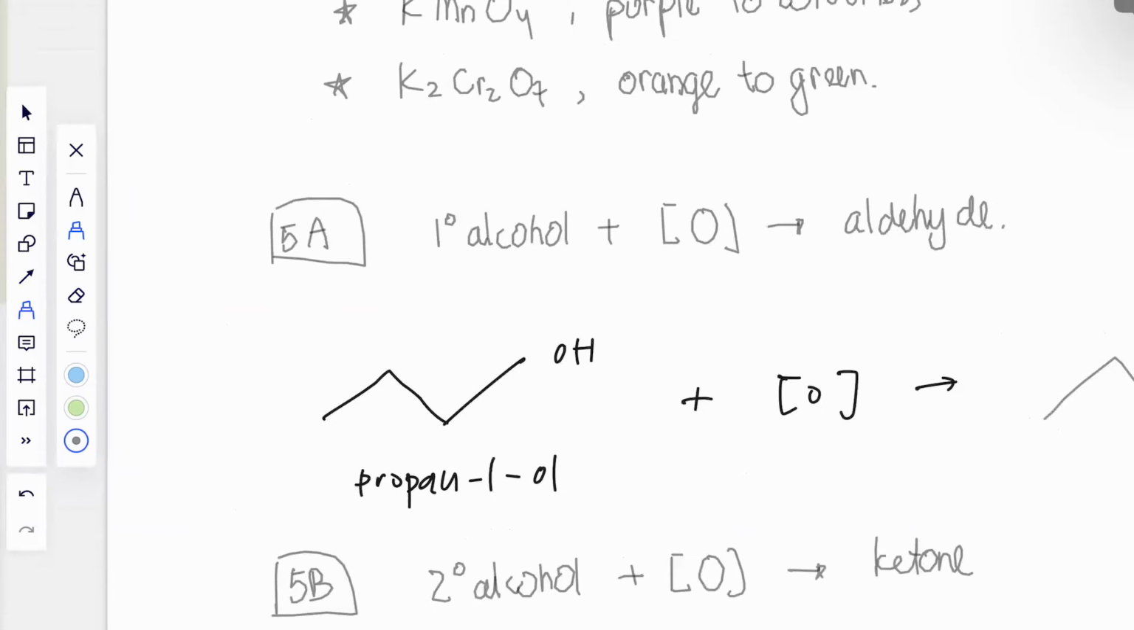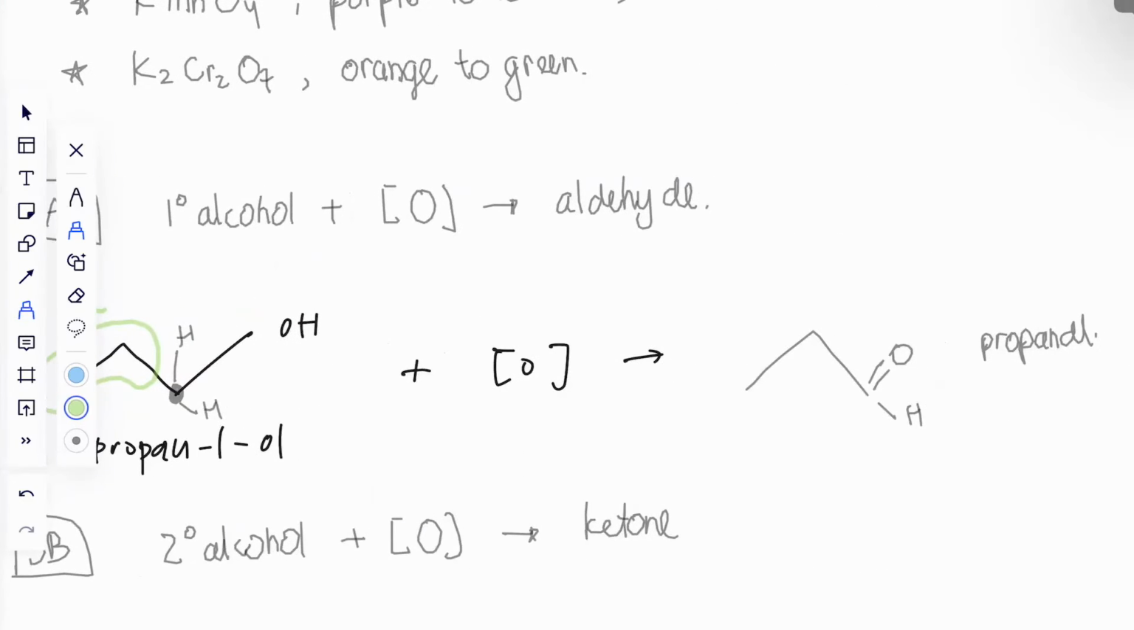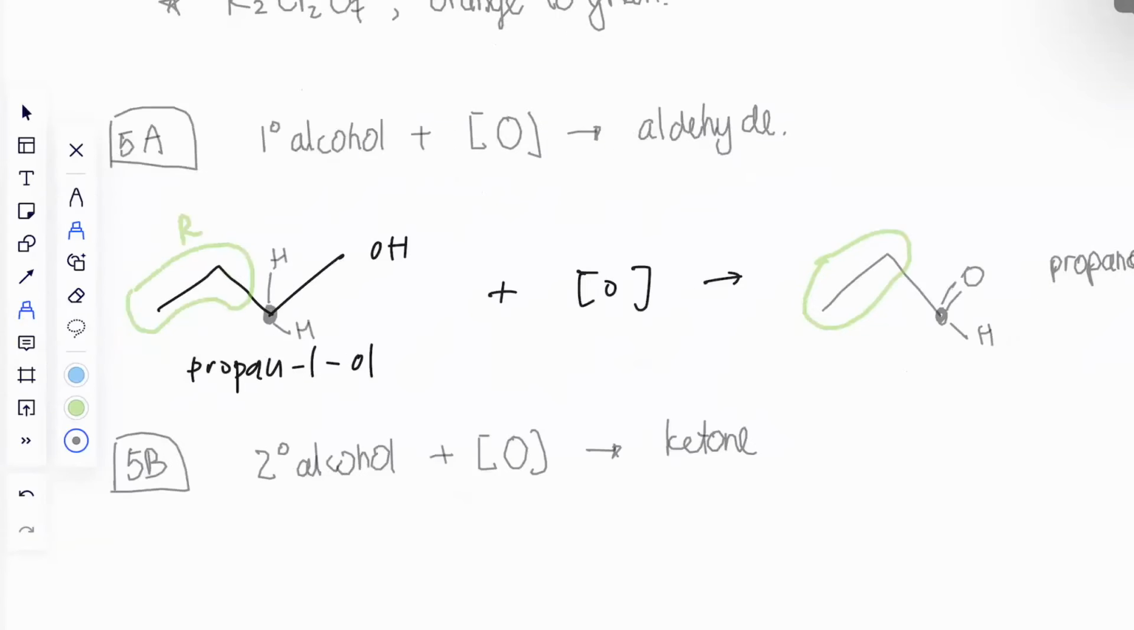How do you know that is primary alcohol? This carbon here, this is OH. This is the carbon that contains OH. It has only one carbon attached, which we call R group or alkyl group. This is called primary alcohol. Then you're going to get propanal.